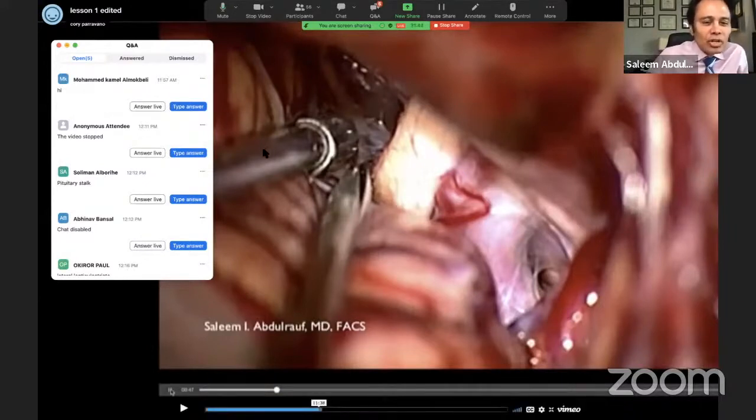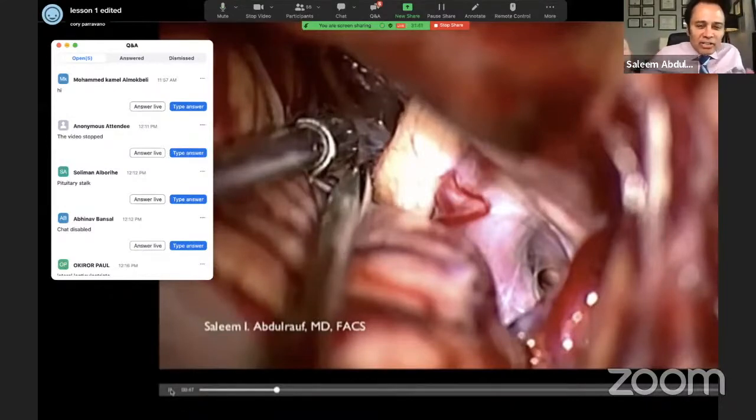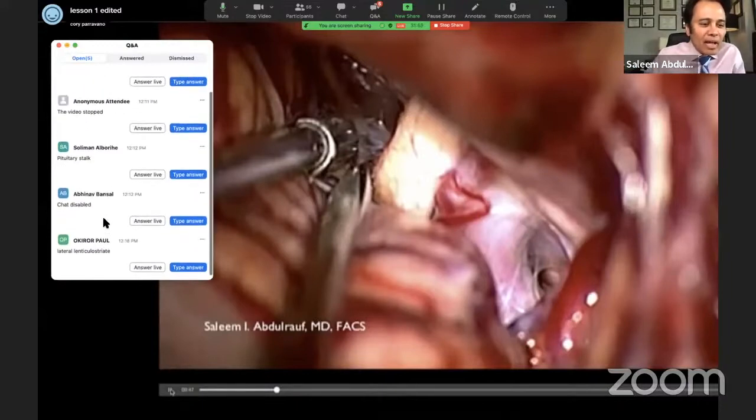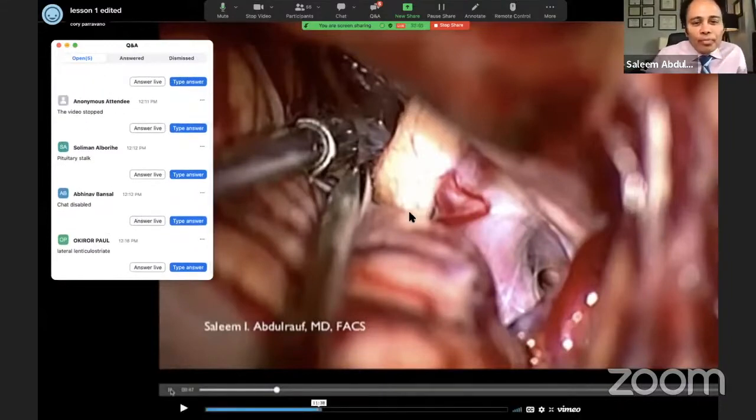I use a suction in my left hand and micro scissors in my right hand. Okay, that's all you need. You don't need expensive instruments, image guidance, crazy stuff. You don't, because you know your anatomy. So keep it that way. All right, so suction left hand on low suction, micro scissors right hand.